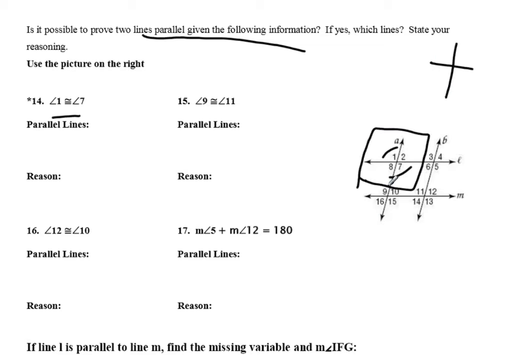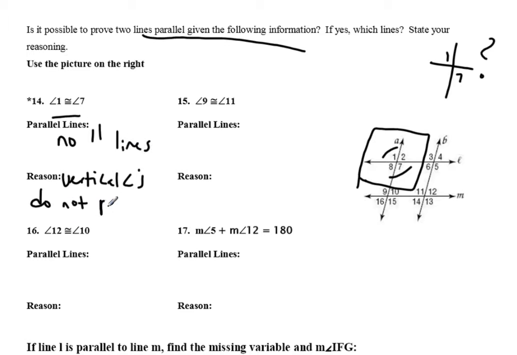You have this. Is it even possible that there are parallel lines that exist between those two lines? No, these are intersecting lines. They're not parallel. Vertical angles do not prove parallel lines. That's your reason why we have no parallel lines, because vertical angles do not prove parallel lines.